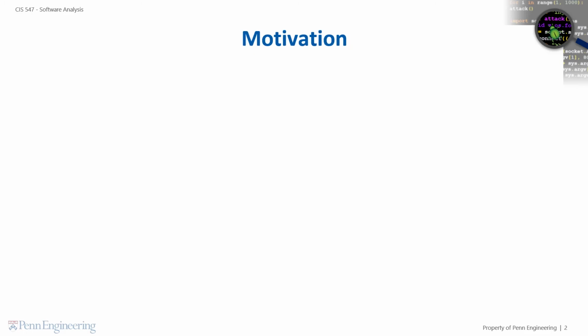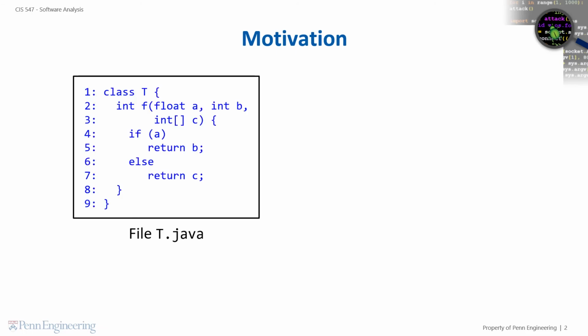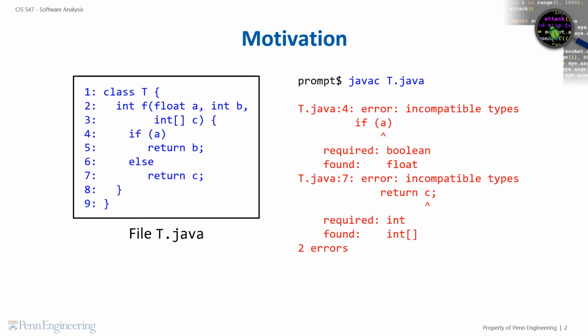Let's look at an example of the kind of errors that a type system typically catches. Consider the following Java program, which defines a function f in class T in a file named t.java. When we compile this program using the Java compiler, it produces two type errors. The first error states that the if condition on line 4 expects its argument a to be of type Boolean, but it is instead of type float.